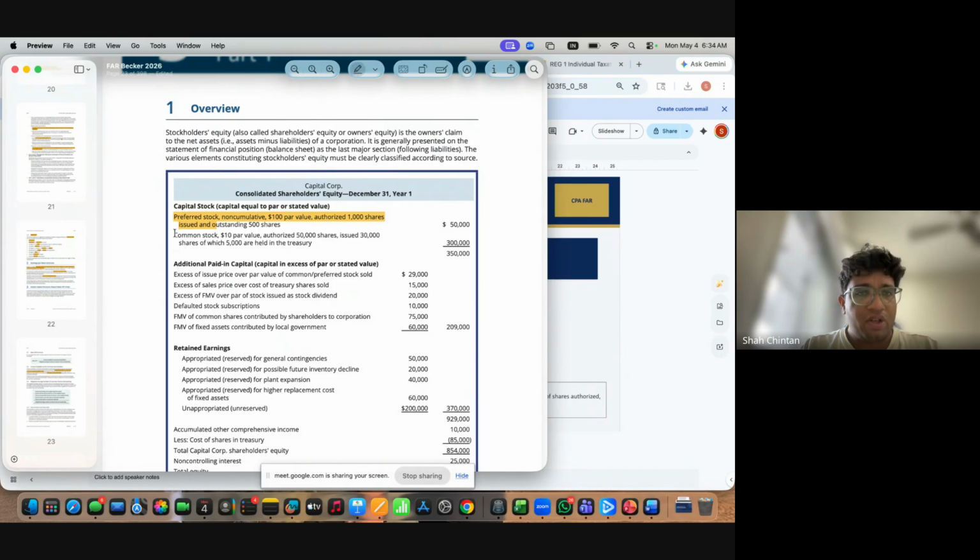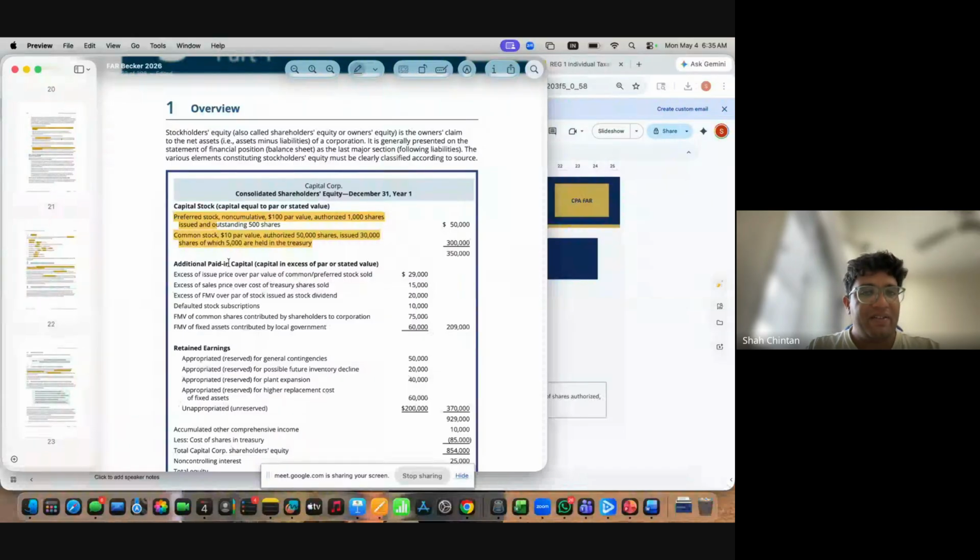Next is your common stock. Common stock, $10 par value. You are authorized to issue 50,000 shares. You have issued 30,000 shares, out of which 5,000 are in treasury. So your outstanding are 25,000. 30,000 shares you have issued, minus 5,000 shares bought back by the company. So net 25,000 shares are running in the market. Now, if you see, all these items are shown at par value. So 30,000 shares at $10 par comes to $300,000. 500 shares at $100 par, $50,000, shown at par value. So common stock, capital stock is always shown at par value.